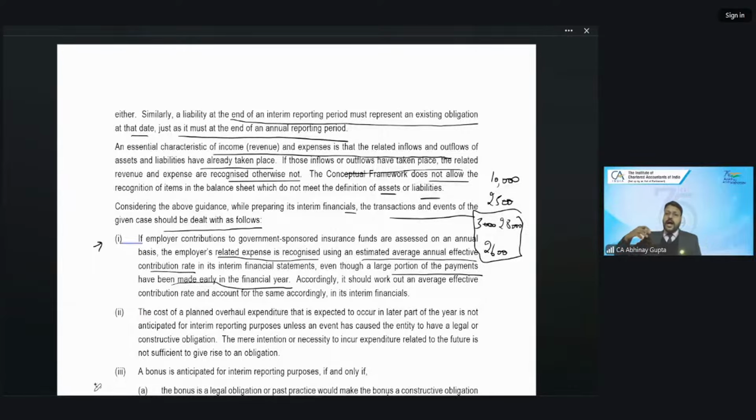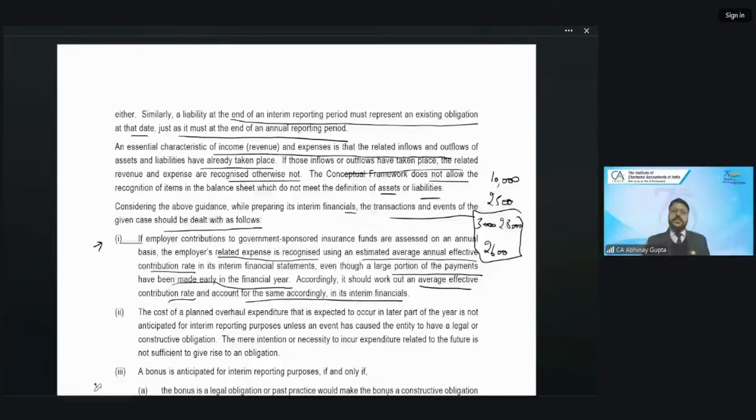Now the question is, are you going to recognize this expense on the basis of whatever payment you have made, or would you be doing something different? The answer is, we are not driven by cash basis accounting. We are driven by accrual basis accounting. So whatever is the total annual expense estimated, divided by the 4 quarters, irrespective of the advance payment, expense will be recorded on an accrual basis. That's why we are calculating the average effective contribution rate, and similarly accounting the expense.